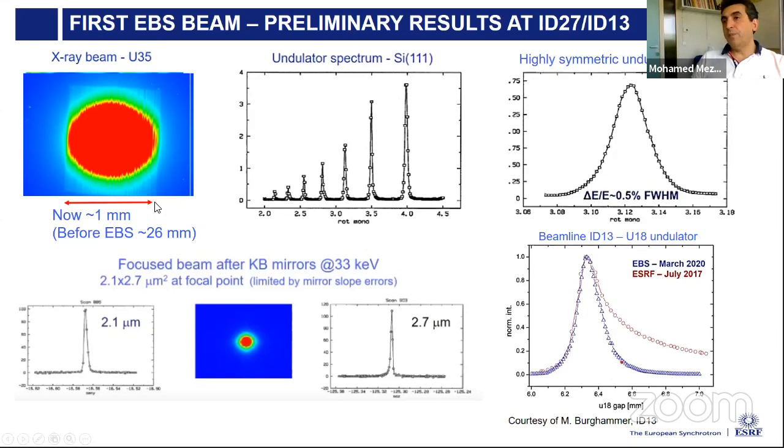that is about 1 millimeter in diameter. And this is to be compared with the size in the horizontal direction before EBS, which was about 26 millimeter. And as you can see, there is an important compression along the horizontal direction that is related to the outstanding performance of the new machine in reducing the horizontal emittance.